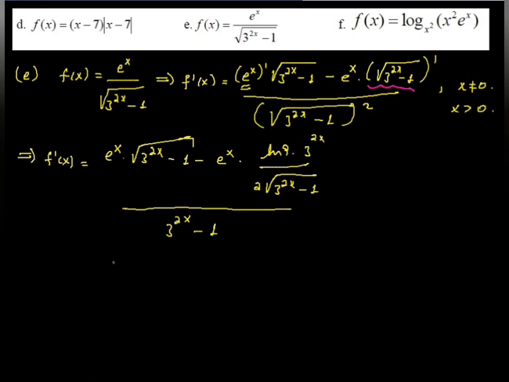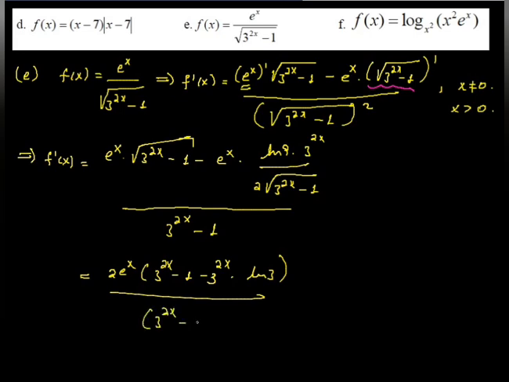Okay, so when we rearrange and simplify this, we get 2 times e to the power of x in the bracket (3 to the power of 2x minus 1 minus 3 to the power of 2x times ln 3) over (3 to the power of 2x minus 1) to the power of 3 over 2. This is my simplified form. You can have different ways of writing the derivative of this function, but I am comfortable writing the derivative this way.